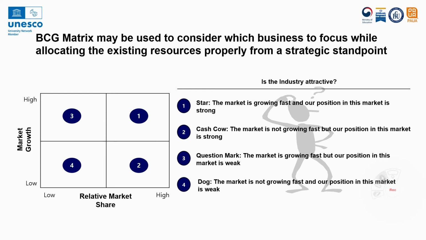So it's better for you to put more money in the star areas, right? Because the market is growing and your market share is quite high. So in order for you to understand which market you want to focus on more, the BCG matrix is quite useful. It also illustrates 4 different options to invest.